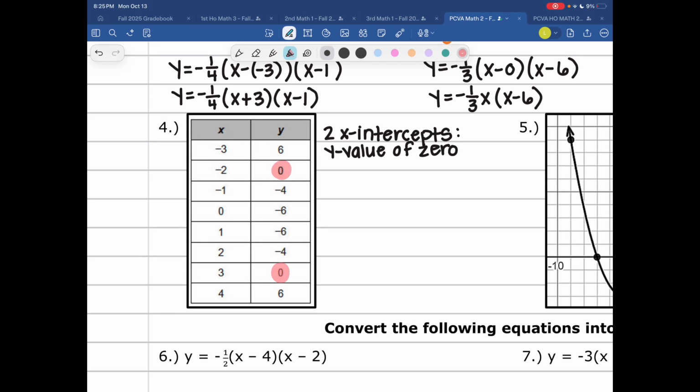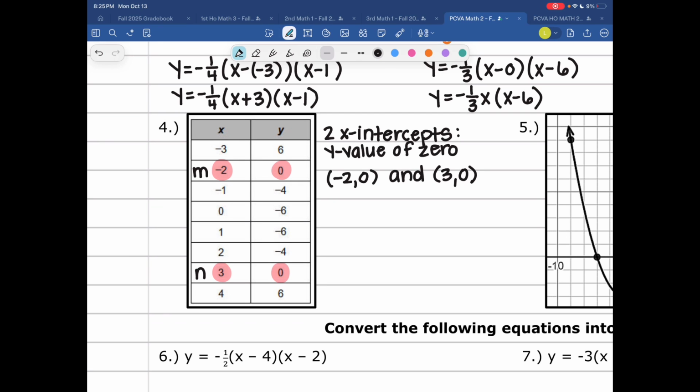And I have a y value of 0 here. So that means that -2 is the intercept and 3 is an intercept. So that's going to be my m and my n. So I can say that I have (-2, 0) and I have (3, 0).